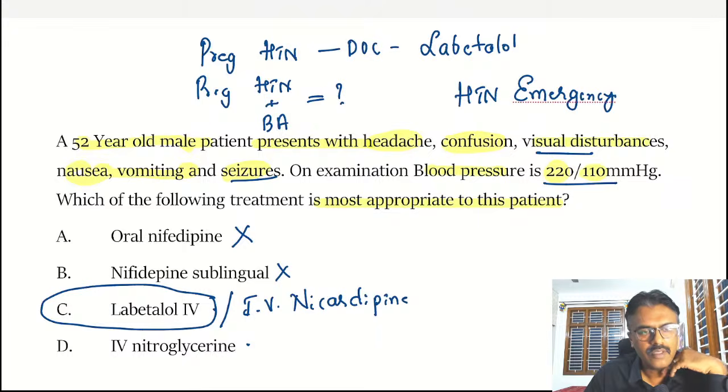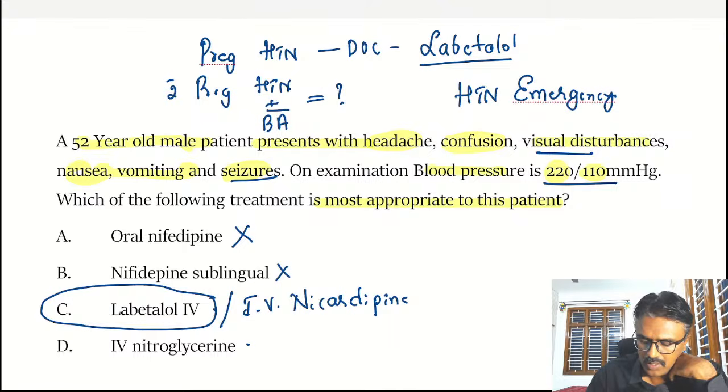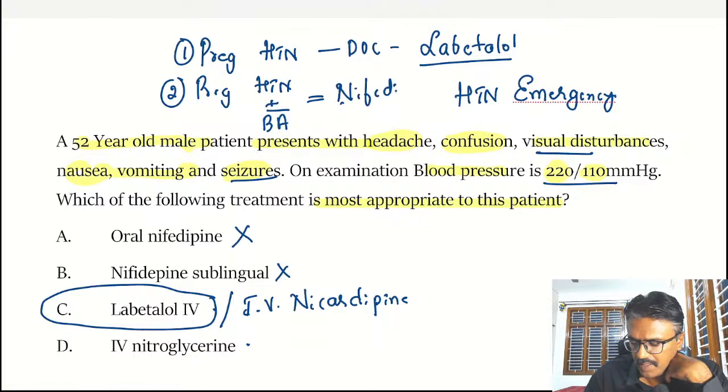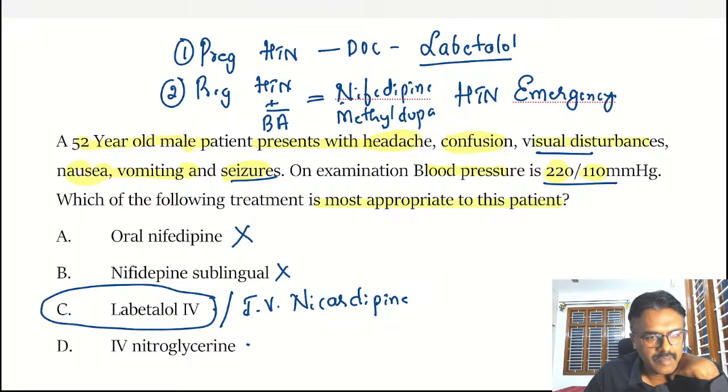Yes, it is also given in subarachnoid hemorrhage. Subarachnoid hemorrhage, it is nimodipine. Labetalol cannot be given in this case 2. This is case 2, this is case 1. The reason is labetalol is a non-selective beta blocker, so you can't give it. In this patient, I can give either nifedipine sustained release, or I can give the safer one, methyldopa. So these are the safer ones.